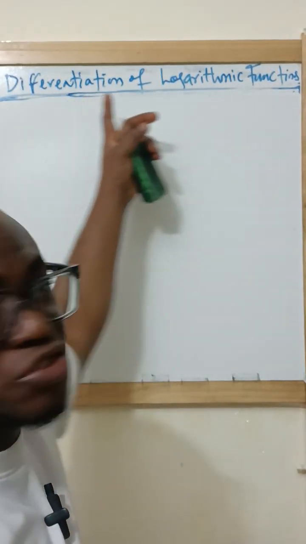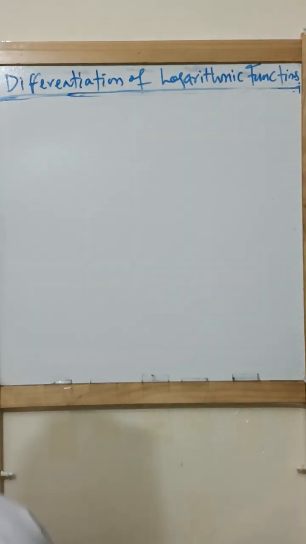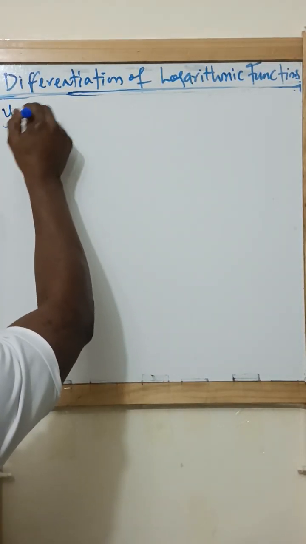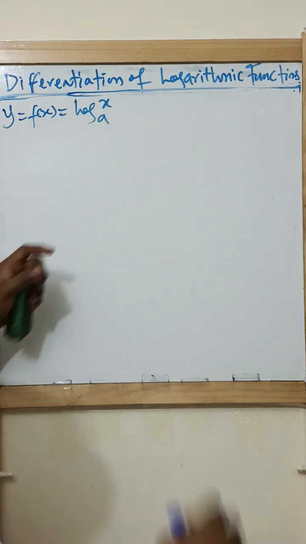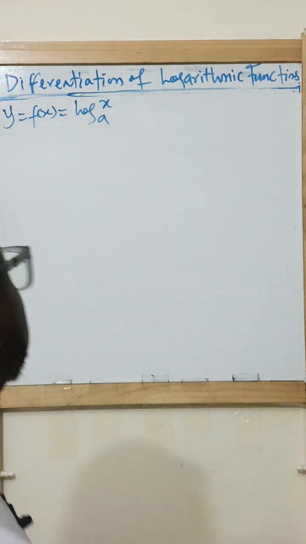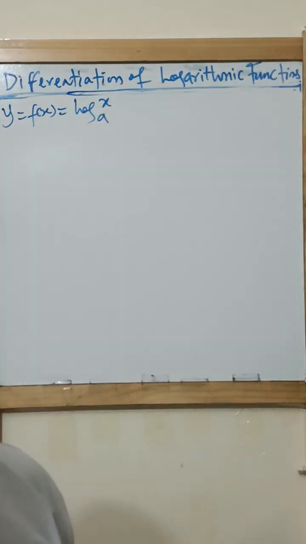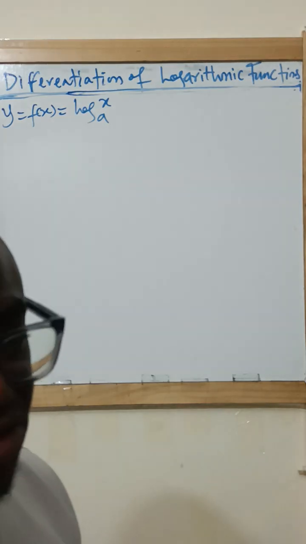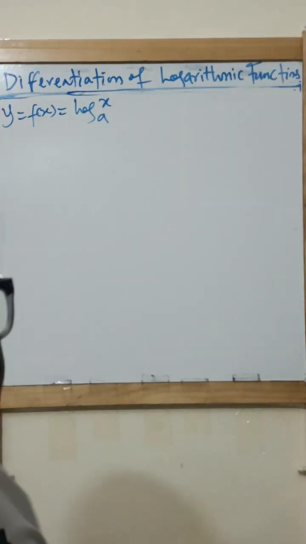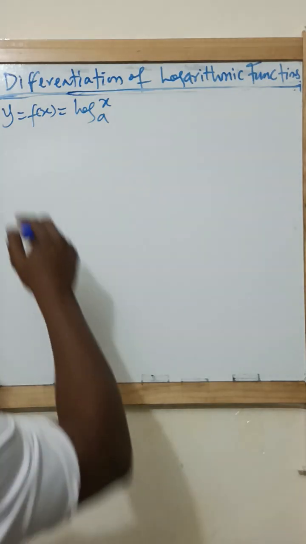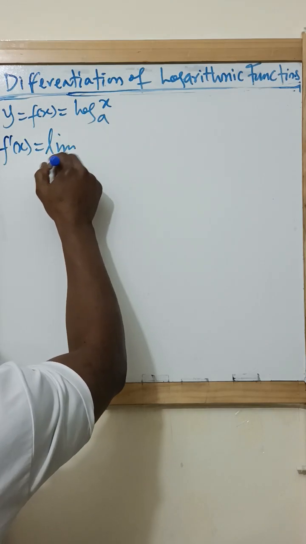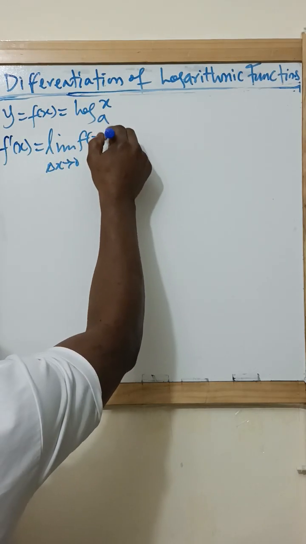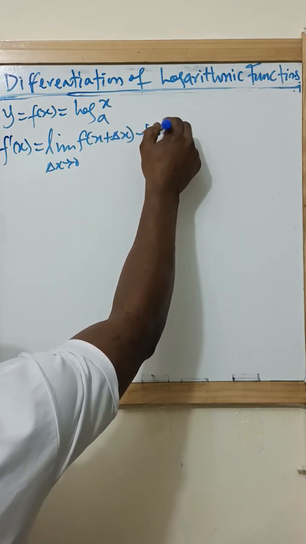Logarithmic function. If y, which is f of x, is equal to log x to base a, which is a logarithmic function, I want to look for dy/dx. So we can use first principles to derive the differentiation. The formula for differentiation from first principles is f prime of x equals the limit as delta x tends to 0 of f of x plus delta x minus f of x, all over delta x. We know this particular formula, right?